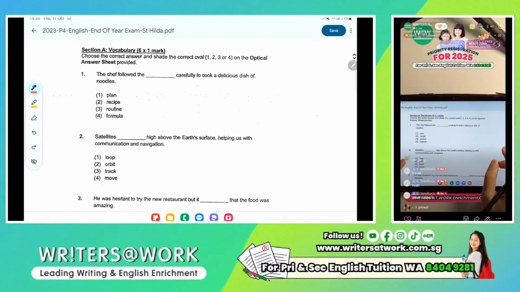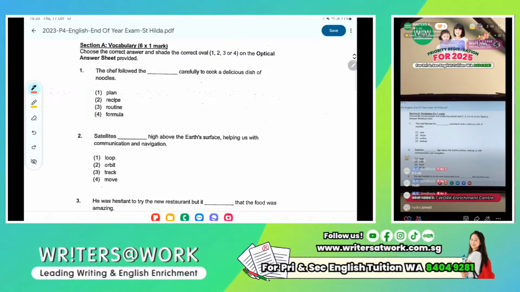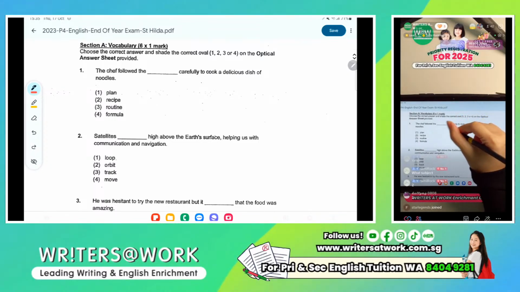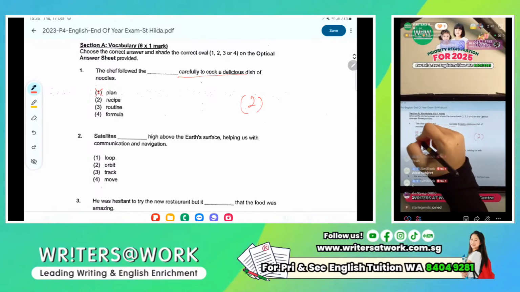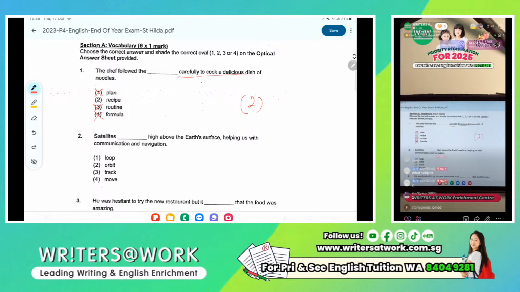Vocabulary. The chef followed the blank carefully to cook a delicious dish of noodles. What subject? Oh, Simi Rock, we only teach English here and writing, so it will either be English or writing, which is both English. The chef followed the recipe, carefully to cook. So it's definitely a recipe. Can't be a plan, can't be a routine, nor a formula. So it is the recipe.